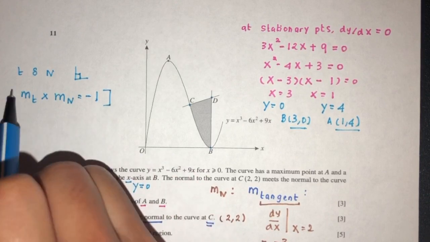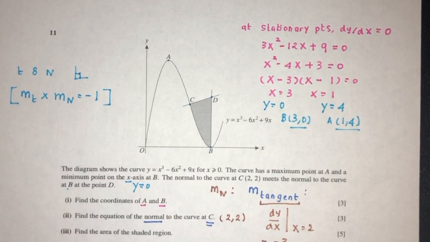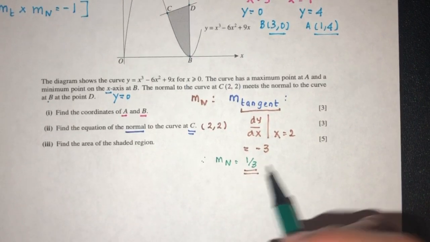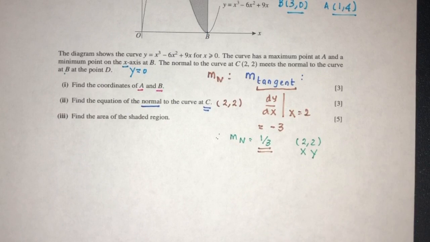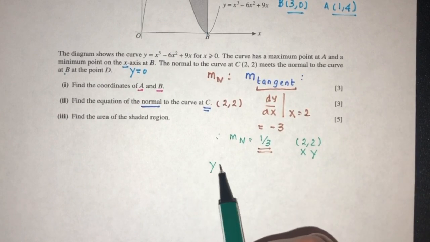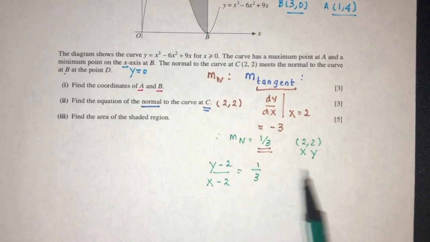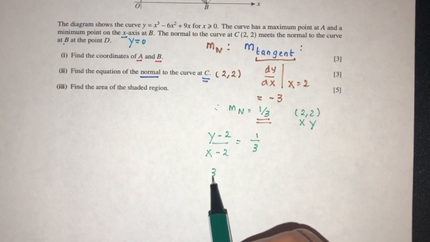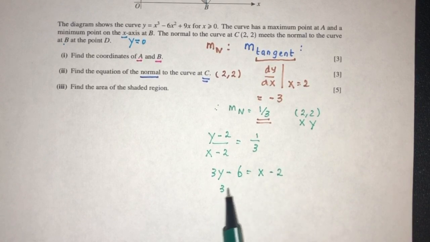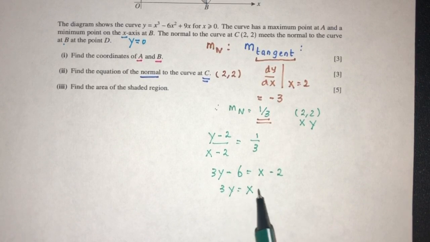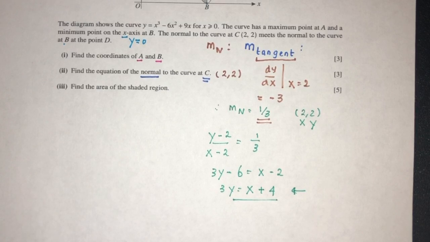So here we have to use this to find the gradient of the normal. We have the gradient, and we have the passing point (2, 2), the x and y values. We can find the equation of the normal. So (y minus 2) over (x minus 2) has to be 1 over 3. Cross multiply, you will have 3y minus 6 is equal to x minus 2. 3y will be x minus 2 plus 6, which should be x plus 4. So this is your equation of the normal at the point C. Again, you can simplify, make y the subject. It is up to you.